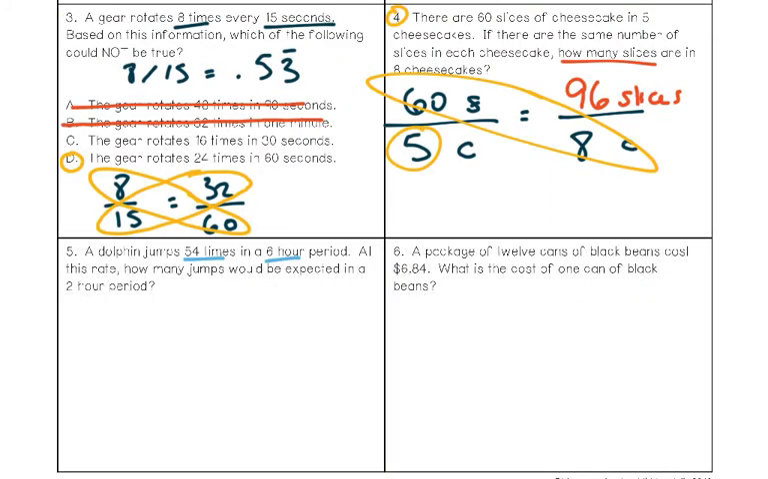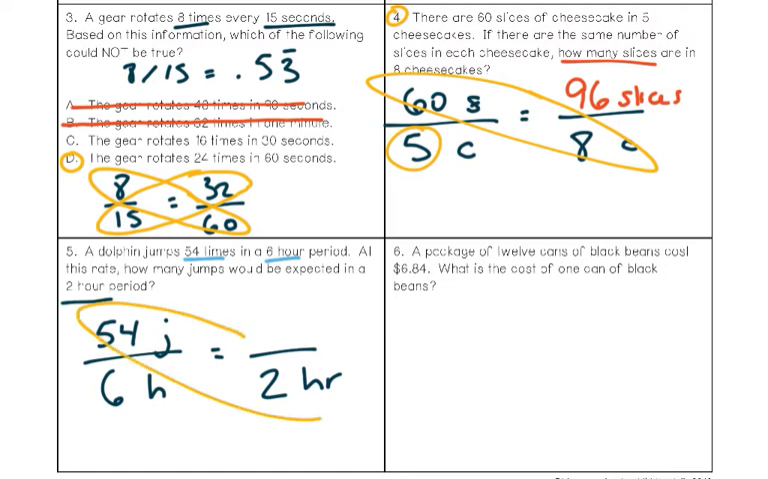Number 5 tells me that a dolphin jumps 54 times for every 6 hours. I know that's a rate or ratio, and I'm going to write an equivalent ratio for every 2 hours. So I'm setting up a proportion, and I'm filling in hours on the bottom because we put hours on the bottom of the first fraction. So as long as it matches, you can do this correctly. When you have this set up like that, you can always cross multiply to solve. So 54 times 2 is what I would do first. I got 108, and then you want to divide by the number that's left.